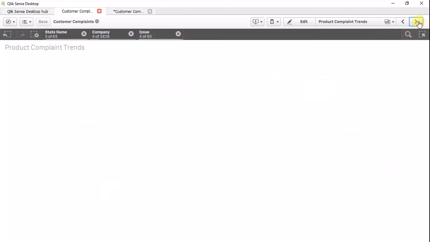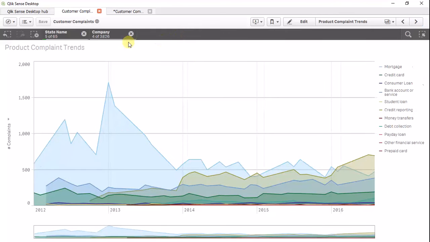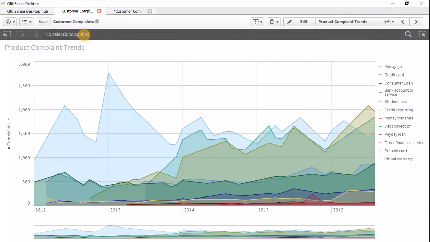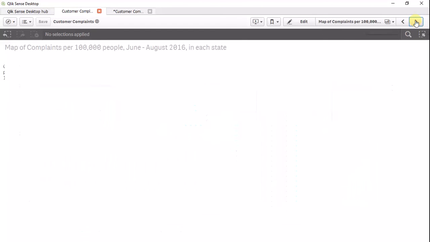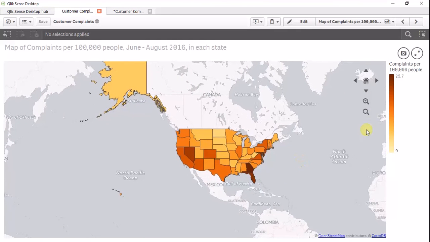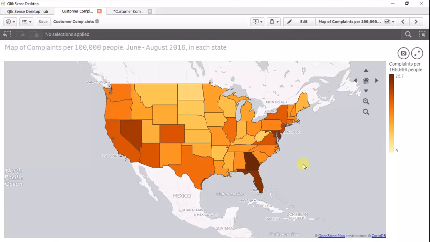Additional views include trends, which allow us to see how things have changed over time. So I can drill into all of my detail here and look at, for example, mortgages versus, say, credit reporting. I can also look and see this information in a map view of the United States, where we have the states colored by the number of complaints per 100,000 people. So here we can see high numbers of complaints in Georgia, also in Maryland, and in Florida.